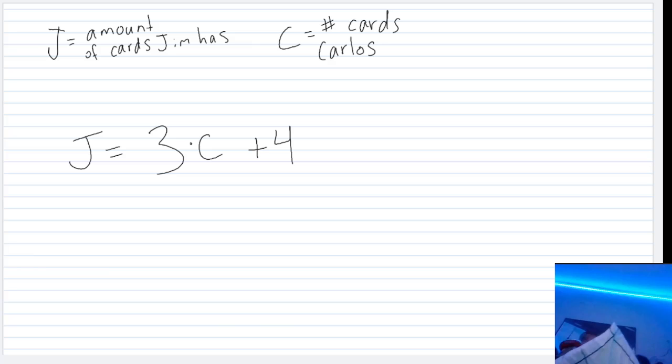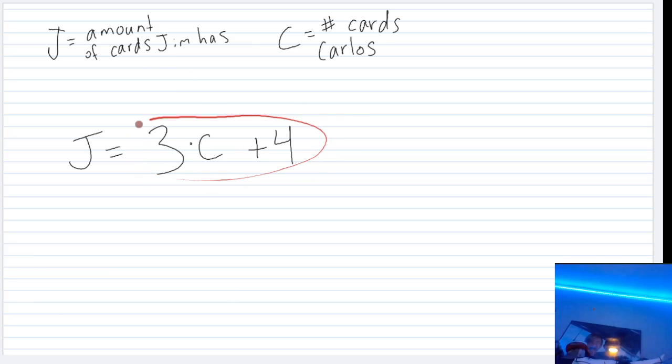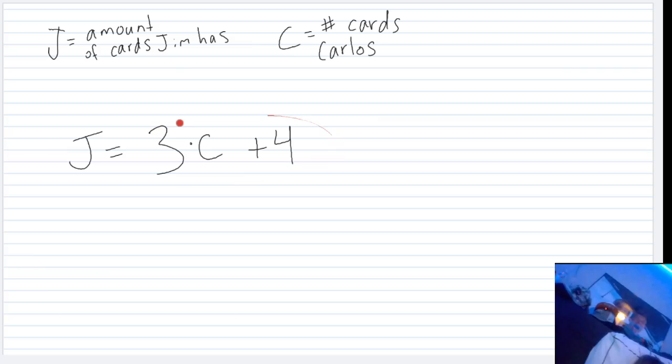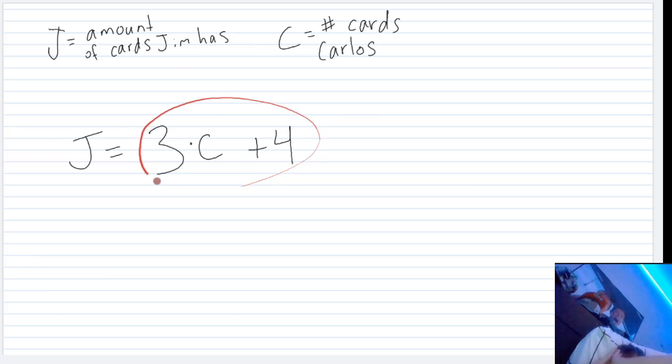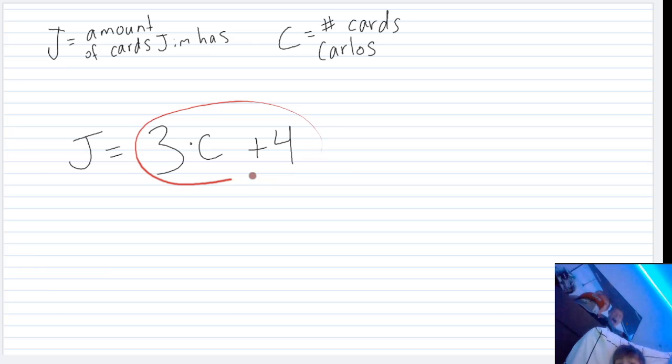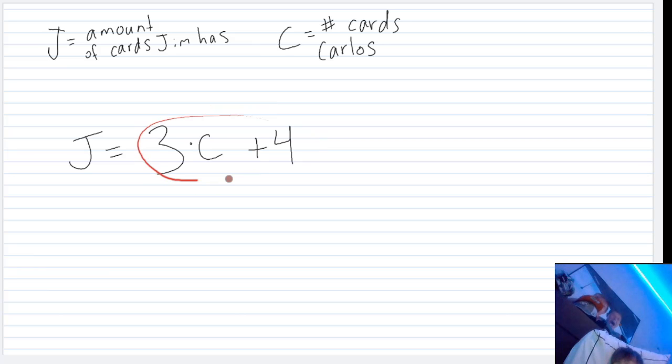All right, read me this. What does this say in math? J equals 3 times C plus 4. Okay, just this part now. 3 times C plus 4. Now, if we replace the C with a 1, what does it say? 3 times 1 plus 4. What's 3 times 1 plus 4? 3 times 1 is 3 plus 4 is 7. So if Carlos has 1 card, how many cards does Jim have?